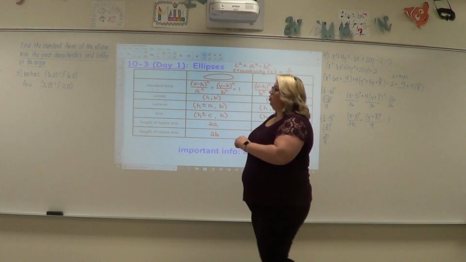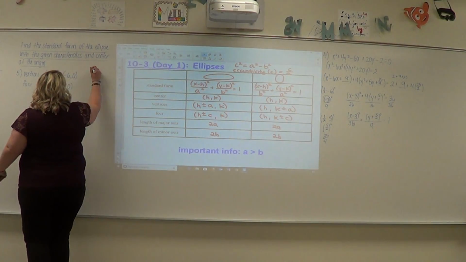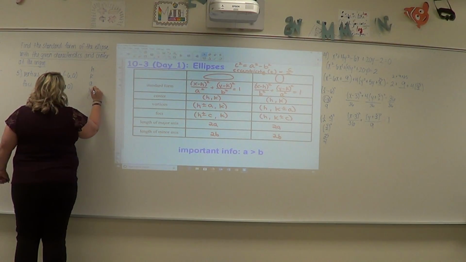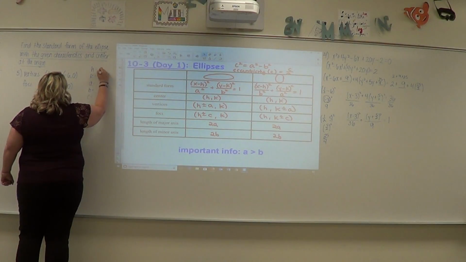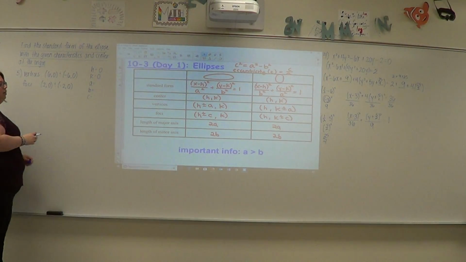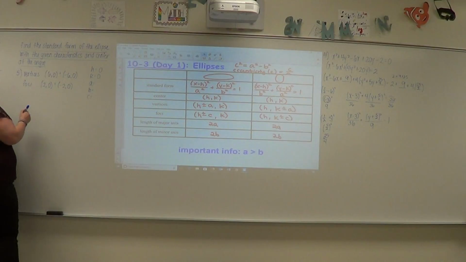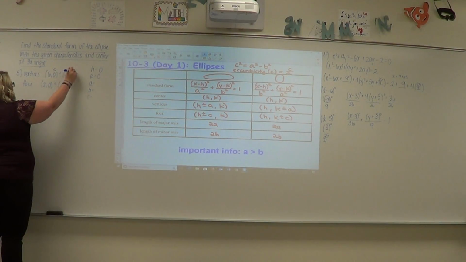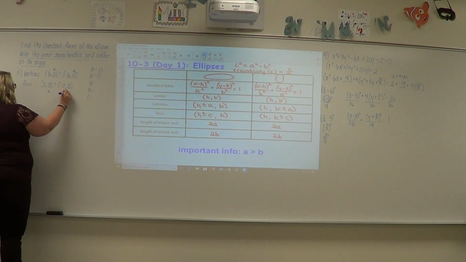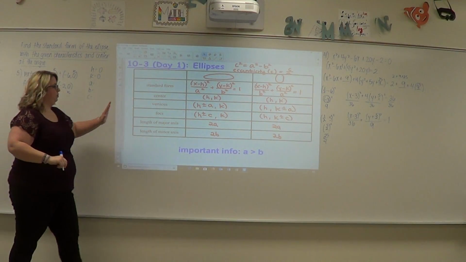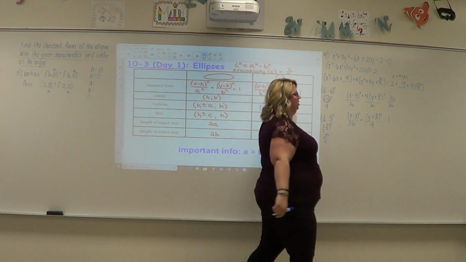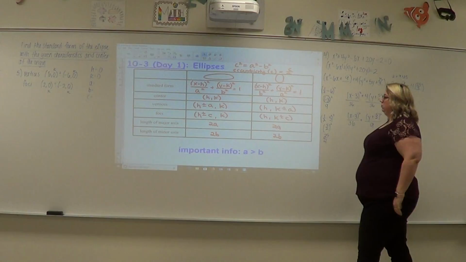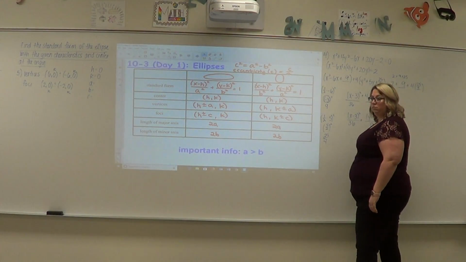So if it's centered at the origin, we know that H and K are what? 0, 0, because it's centered at the origin. Since those have to be 0, this is my K, right, no matter what point I'm in. So what column would this be in, the first one or the second one? First one.